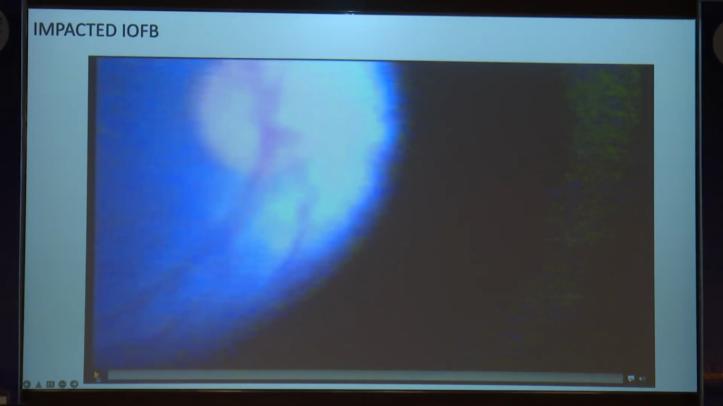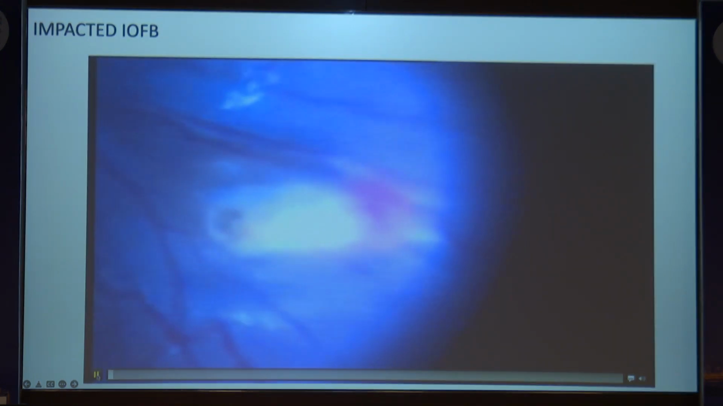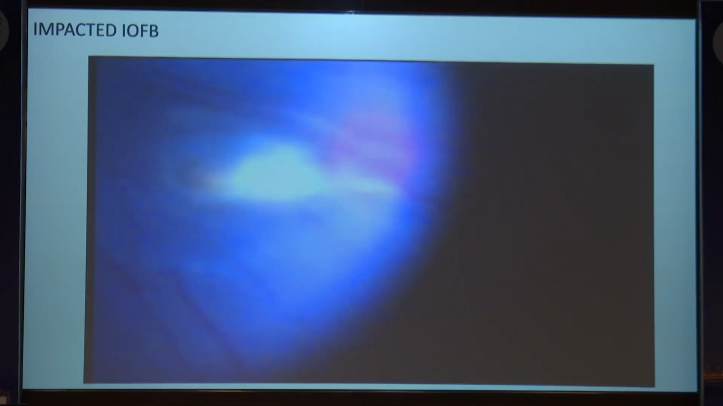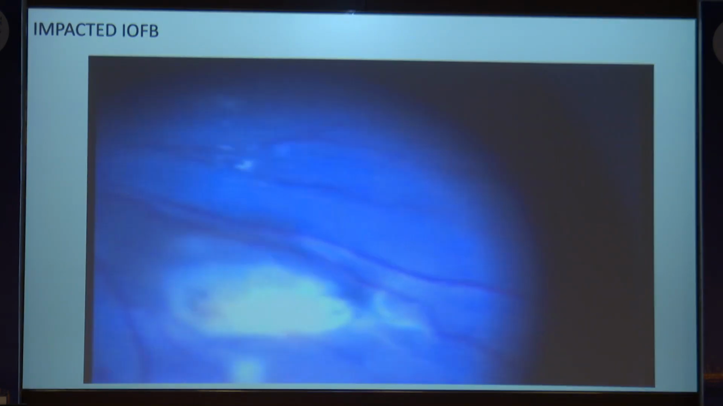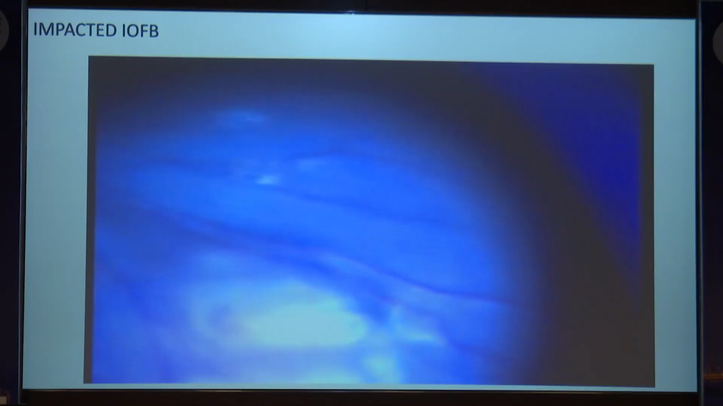This video shows an impacted intraocular foreign body. So if we're going straight to where the foreign body is impacted, you can see it has gone through the retina into the choroid and is impacted there.